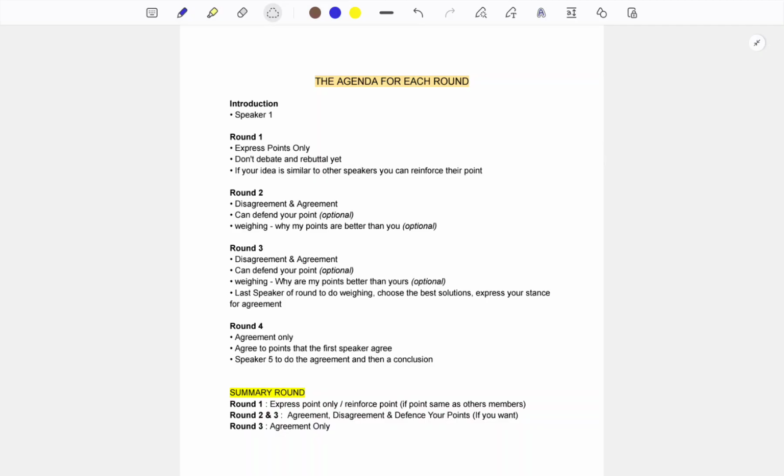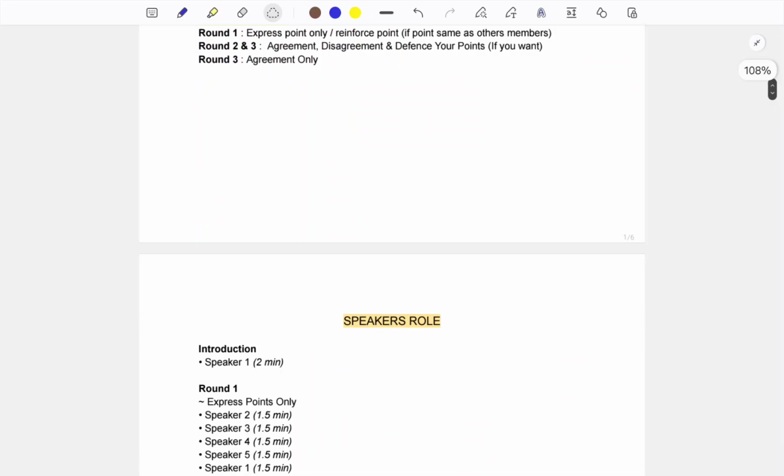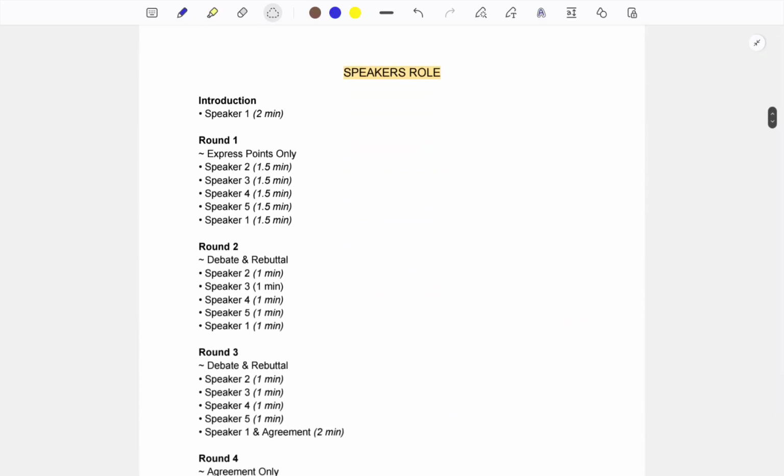This is just a guideline, maybe it's going to help you. It doesn't mean to be mandatory or a must, because it depends on your team preference and your lecturer preference. Okay, so for this part, I'm going to go to the speakers' roles first.